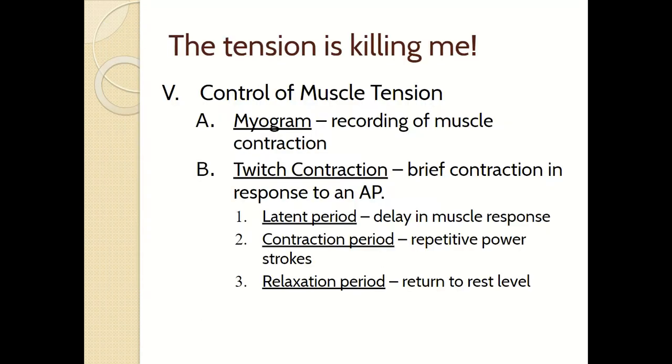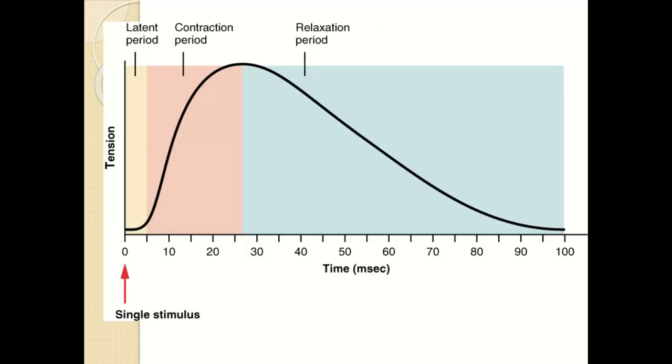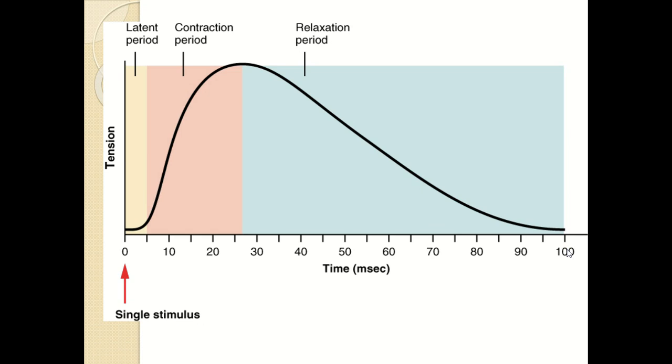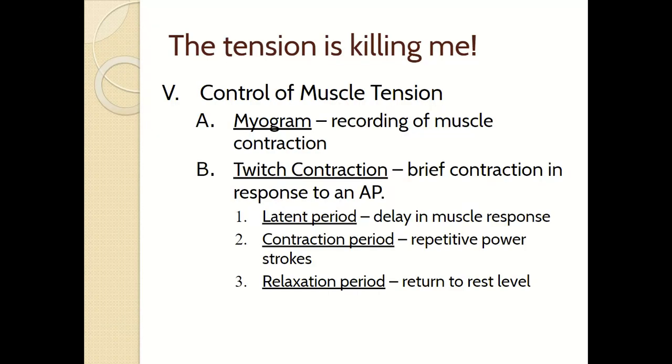So that little graph we just looked at is called a twitch contraction. And it's just a very brief contraction in response to a single action potential or a single stimulus. So going back to the picture again, we can see we had a single stimulus at time zero, and this was brief. This whole entire process took a whopping 100 milliseconds. So we're talking about a tenth of a second for this whole thing to happen. All right, so going back, a twitch contraction, very, very brief. Very simple way to look at how muscles contract. So when we look at the twitch contraction, we see that there's three periods: the latent, contraction, and relaxation periods.